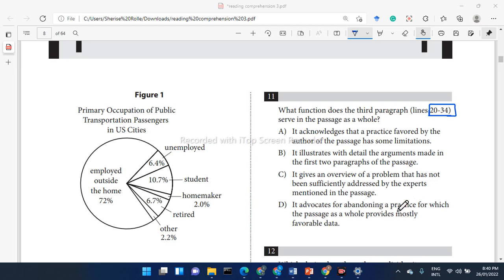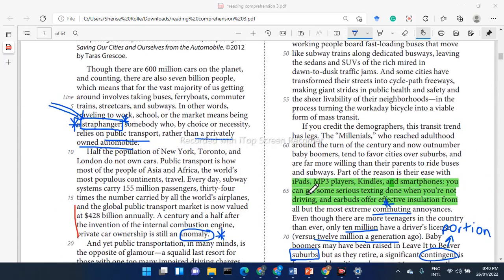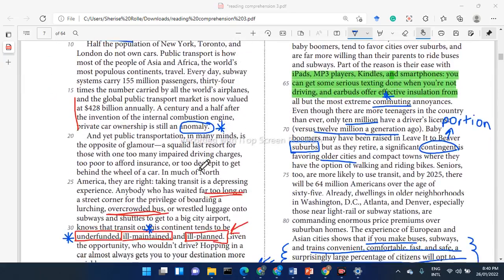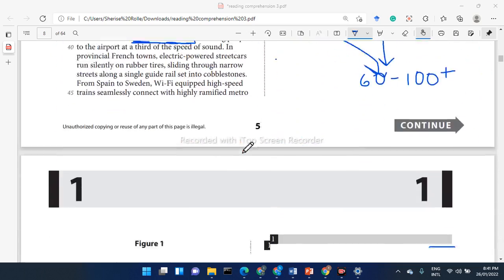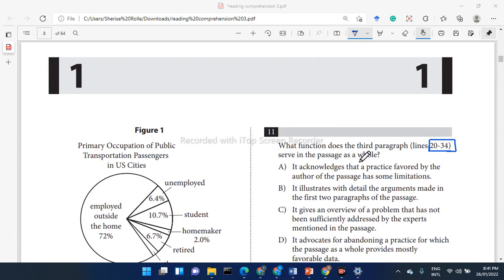All right. Does it advocate for us to abandon a practice for which the passage as a whole provides mostly favorable data? No. I think D is out too. We're basically talking about the problem, right? The problem is, hey, it's overcrowded. We're talking about the issue that's going on. Let's check what A says.